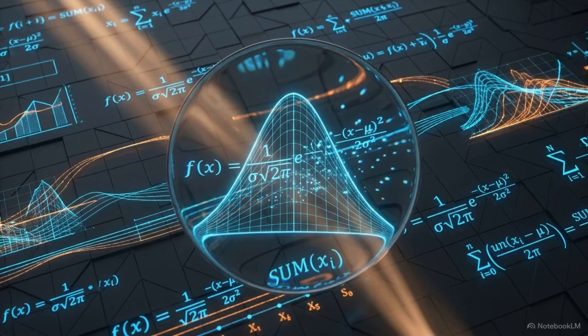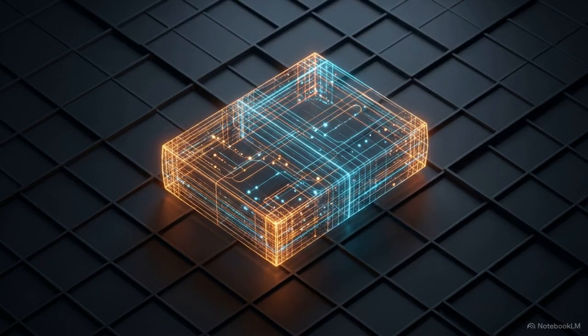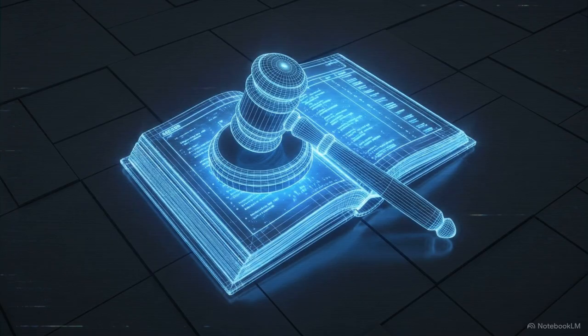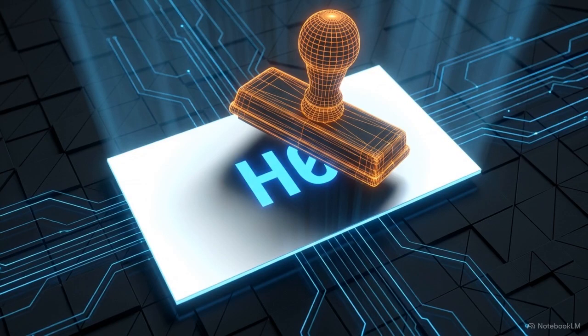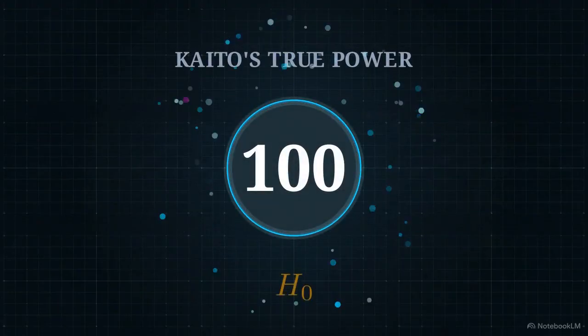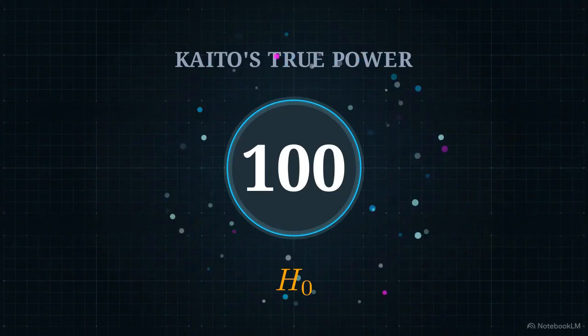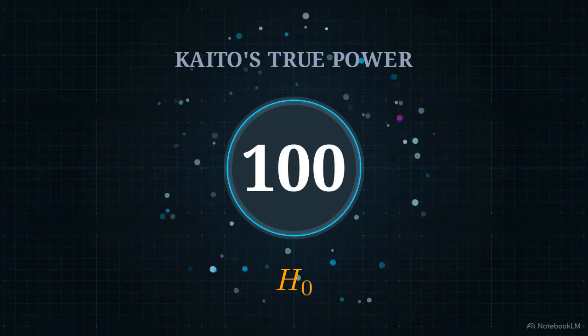We can't answer that with just a gut feeling. We have to use statistical hypothesis testing. Every statistical test operates like a legal trial, built on the rule that the defendant is innocent until proven guilty. We start with the null hypothesis, the default assumption that the status quo is true, and there is nothing interesting going on in the data. For Kaido's trial, the null hypothesis assumes his true power level is exactly 100. Any slight variation we see in our sample is just background noise.